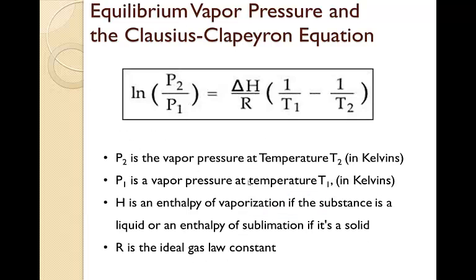And this comes up with this equation here. The natural log of the vapor pressure at one temperature over the vapor pressure at another temperature. The delta H is the enthalpy of vaporization if a substance is a liquid, or the enthalpy of sublimation if it's a solid, and R is the ideal gas law constant.